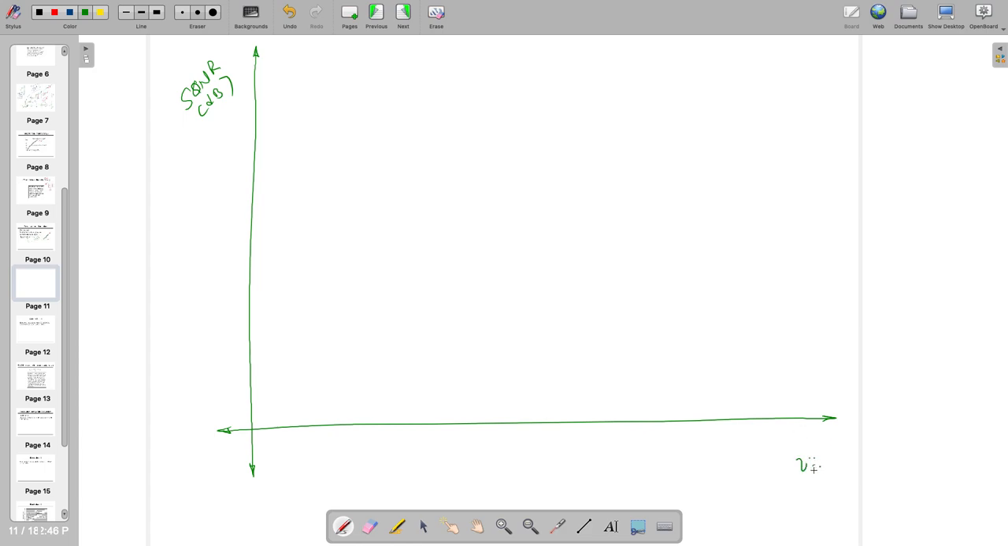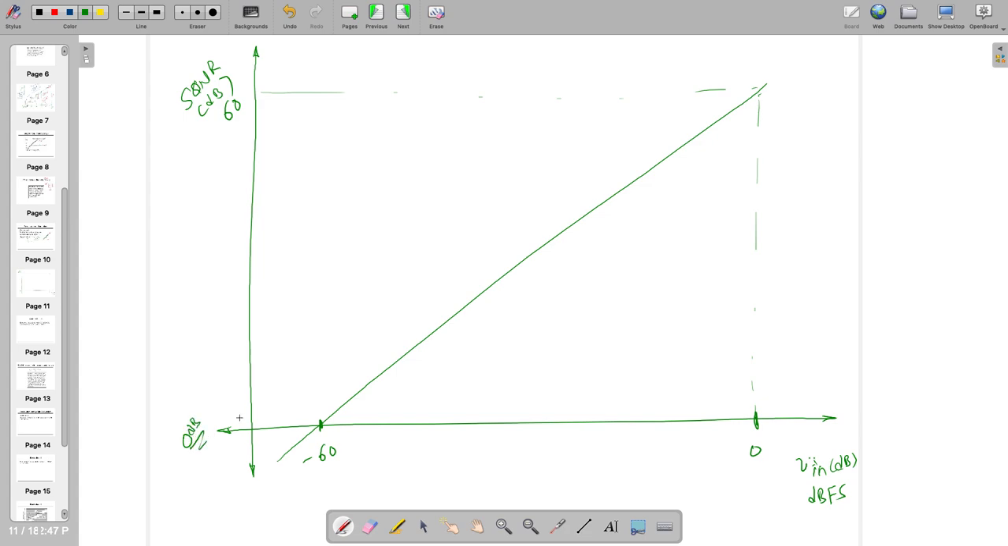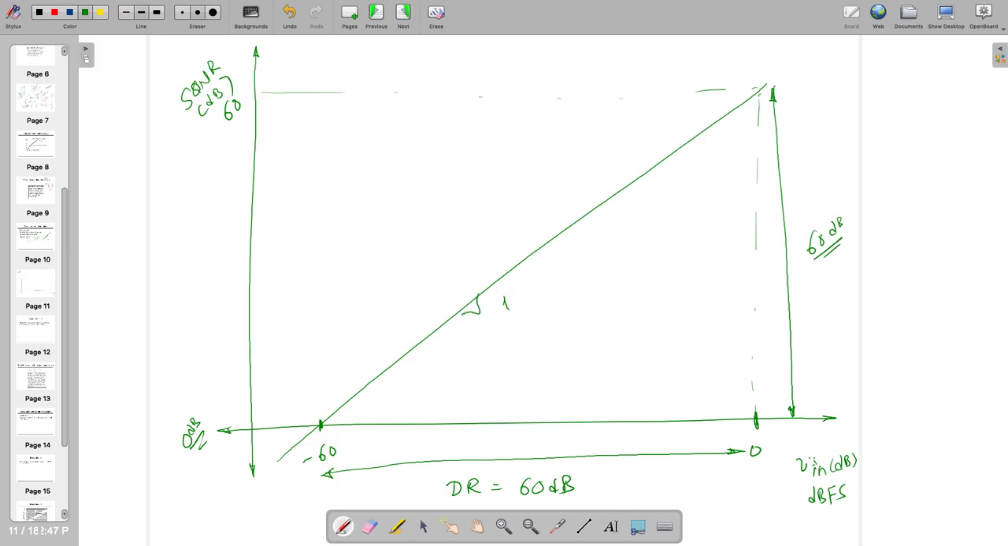So if this is my Vin in dB, let's say dBFS at 0 dB, I'm achieving the best case, and at this point I'm drawing what was there in the plot. Let's say this is 60 dB SNR, so this will cut the 0 dB line at 60 dB. So the dynamic range of my input is 60 dB. And the SQNR of my system, the base case, is also 60 dB. It's happening because the slope is 1 dB per dB.